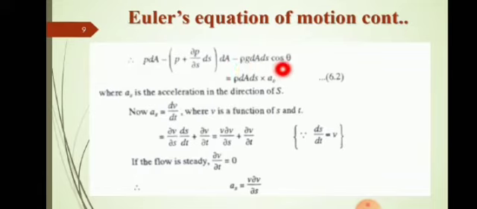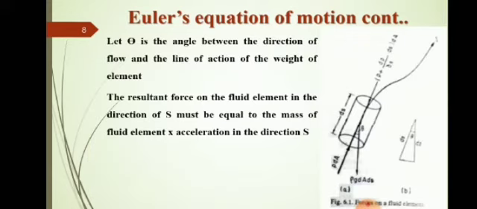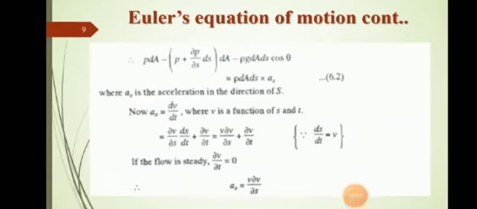So why have we taken cos theta here? Because we have to consider the component of weight in the s direction. Rho g dA ds is the weight which is acting in the downward direction. But when you consider the direction of flow, that is when you consider this element, you have to consider the component of the weight in that direction.